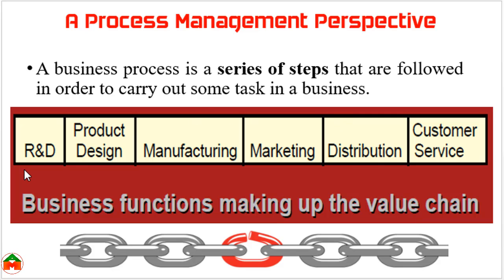Here we can see whenever you are producing a product or service, you can start the idea from research and development, R&D activities. Then you need to design the product, then produce or manufacture, then marketing, distribution, and after that customer service. So these are the series of steps.